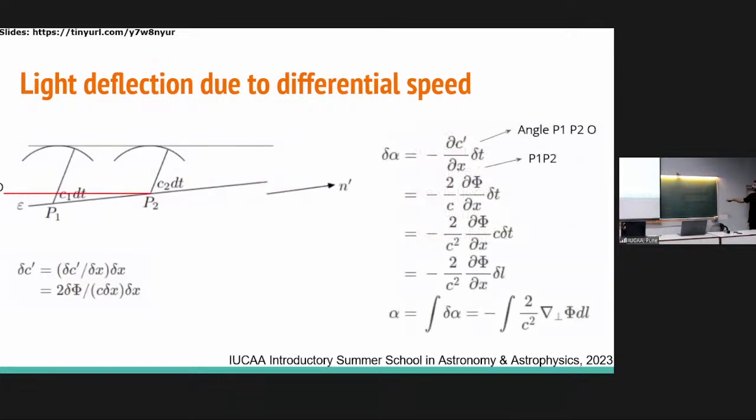Okay, so this total deflection angle is then the sum of these small deflections that you continue to accumulate as a function of the path that the light is traveling. And so then what you get is this alpha: when you integrate over delta alpha, you get this integral over the perpendicular gradient of the lensing potential, or of the gravitational potential, multiplied by 2 by c square. You integrate over the unperturbed path of the light.